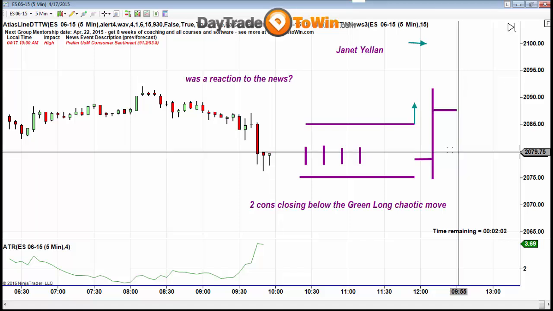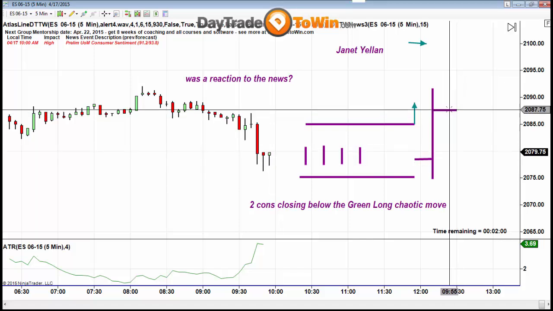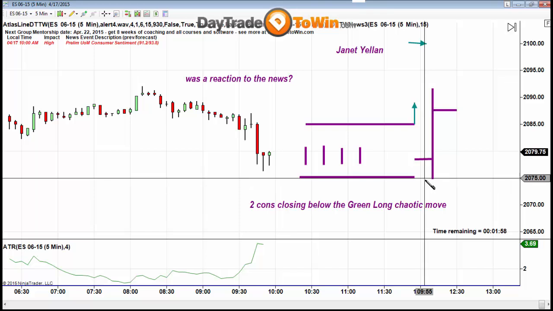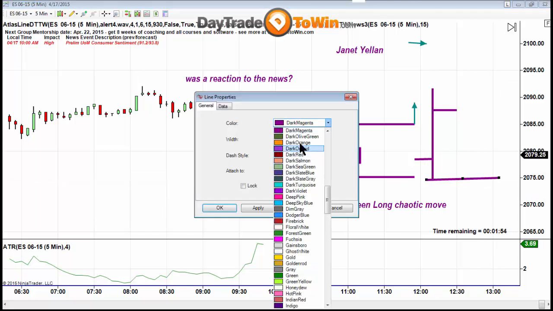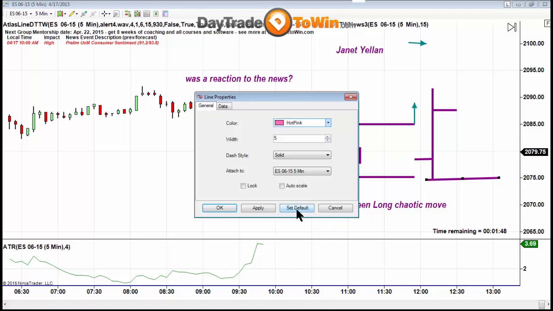So therefore, when I look to go short, it's 2 consecutive closes below where most traders have their stop. So we'll use this red here, or maybe hot pink here.